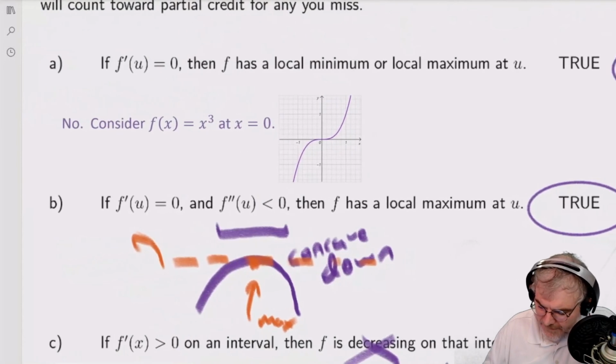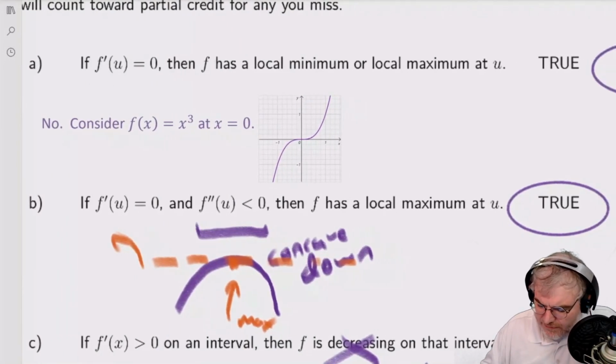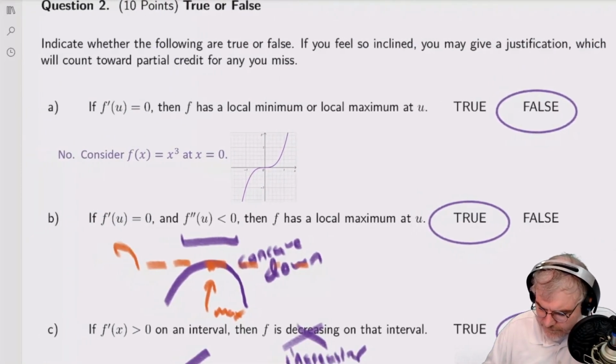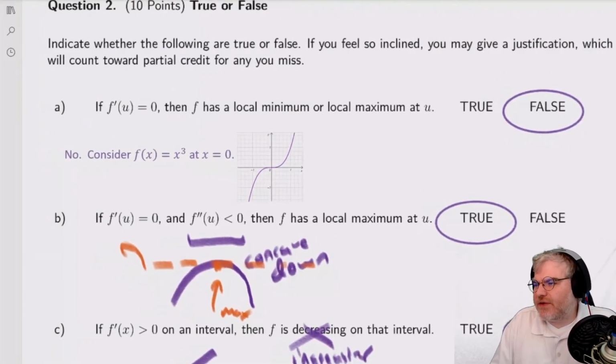Okay. If f prime of u equals 0 and f double prime of u is less than 0, then f has a local max at u. So that's the second derivative test. I draw a little thing here, right? I got max. This is concave down. That's true. Okay. 1 to 5. How do we feel there about 2b?